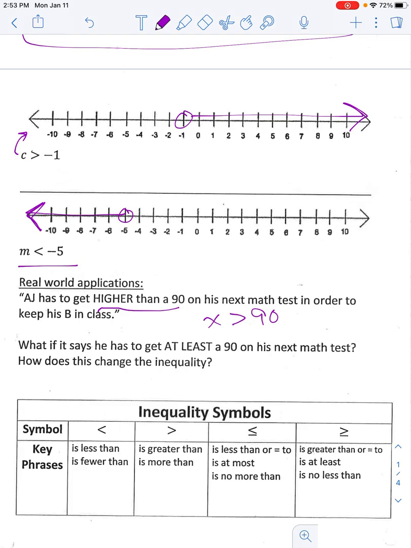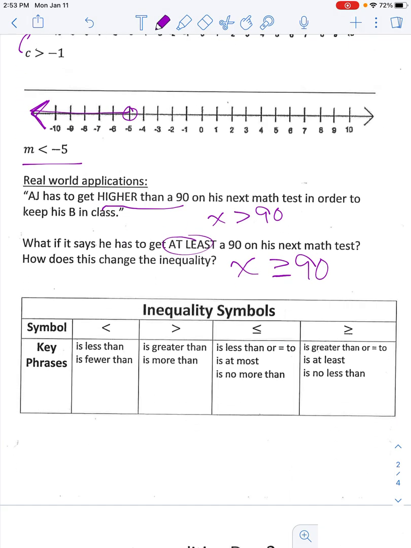What if it says he has to get at least a 90 on his next math test? Now he could get a 90 or higher. So that would change the inequality. So now x is greater than or equal to 90. So the key word there is at least, meaning he could have got a 90 or above.